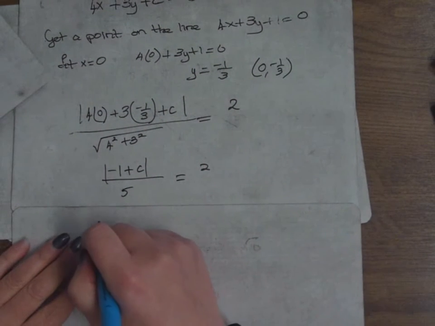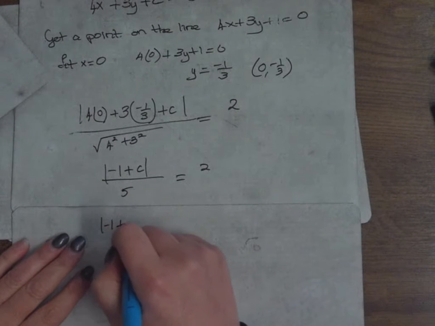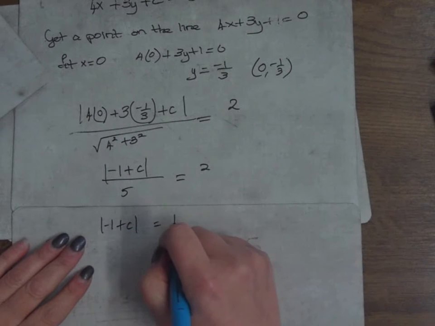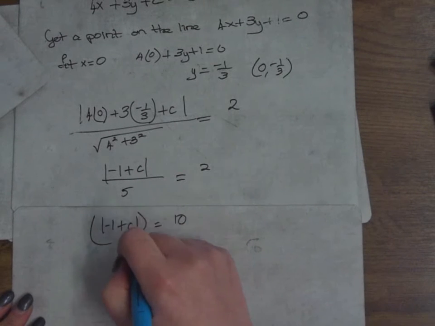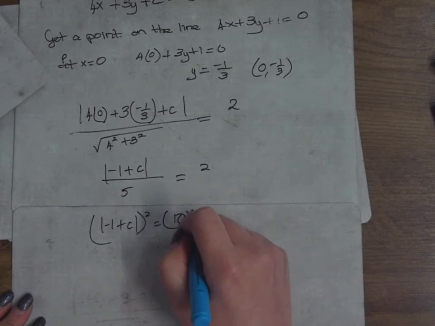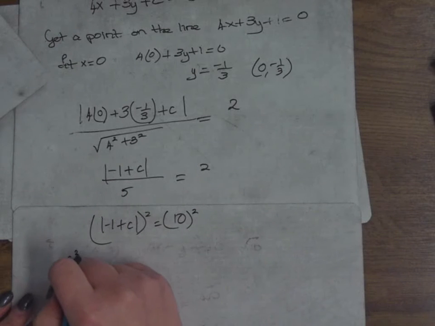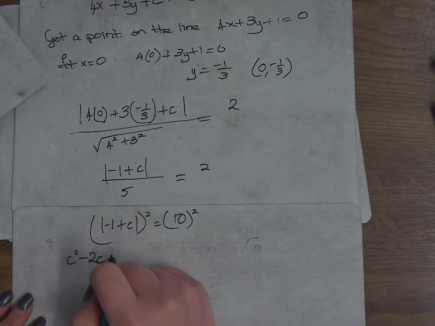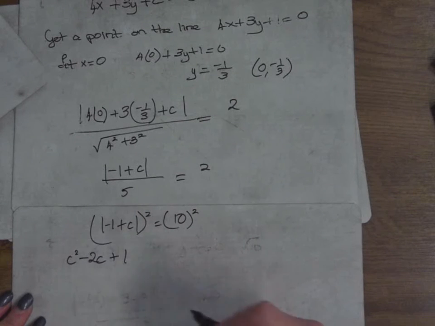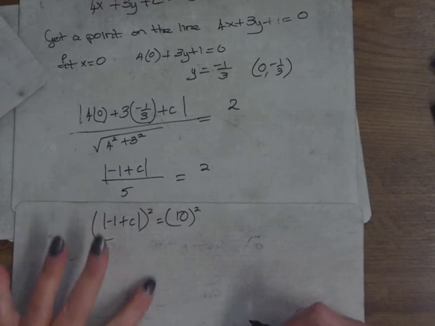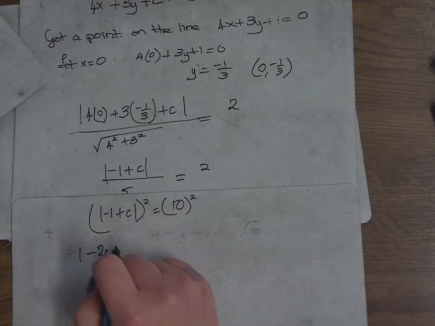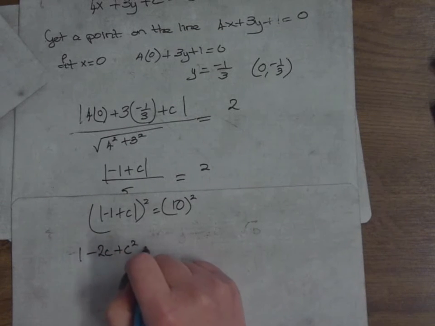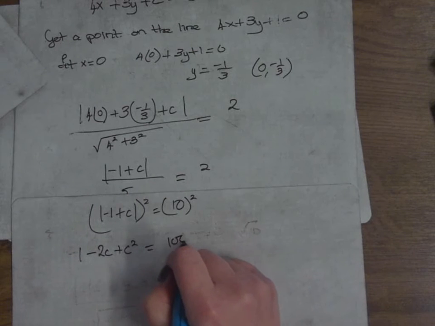Cross multiply, so I'll get the positive value of minus 1 plus c is equal to 5 twos are 10. What do I do now? Square both sides, it's a modulus equation, so square both sides. Square the first, twice the first by the second, square the last, equals square that, you get 100.